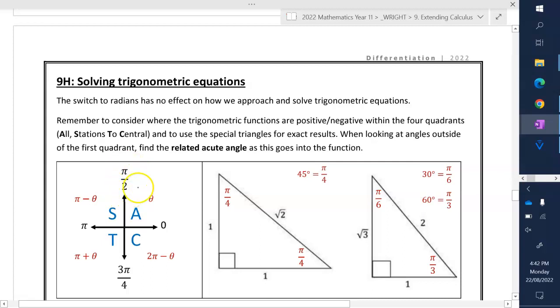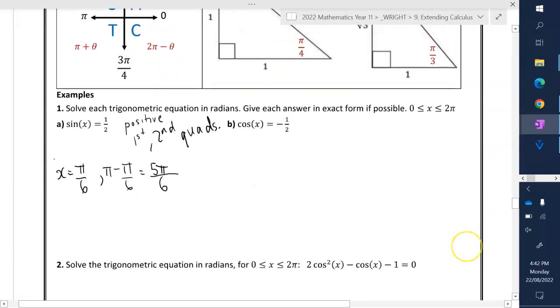Also, on your All Stations to Central, just note 90 degrees is pi over 2, 180 is pi, and our 270 is 3 pi over 2. So you'll need to know those, but that's pretty straightforward and goes straight on from last lesson. Okay, so let's have a look down here at our first question. I'll go through what I've done and we'll have a look at it.